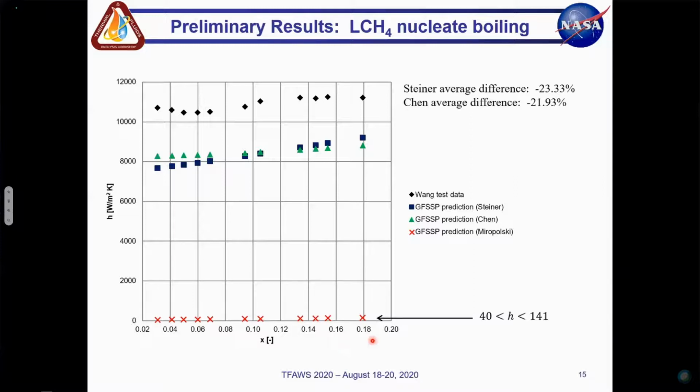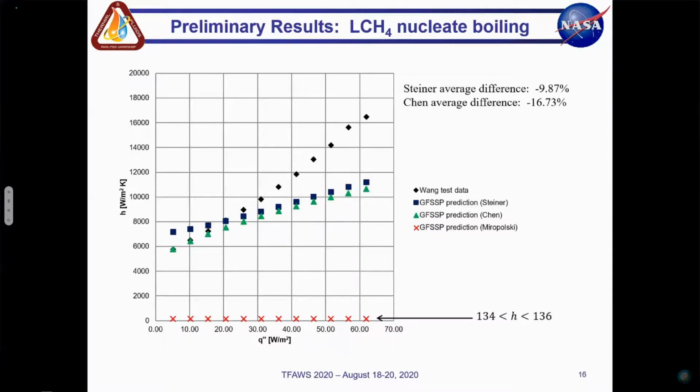And then, of course, down at the bottom, we have Mirapolsky. And again, the Mirapolsky correlation is the current correlation that GFSSP uses. And the reason that it's so poor here is because the Mirapolsky correlation, again, is a film boiling correlation. And this is a nucleate boiling test case. So this is why the heat transfer is underpredicted by several orders of magnitude.